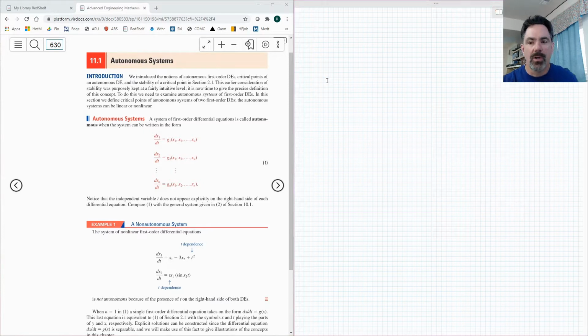Welcome back. What we're going to do is take a look at this section. This is not a replacement for reading the section. I just want to highlight some of the approach and methodology of how you would do that.